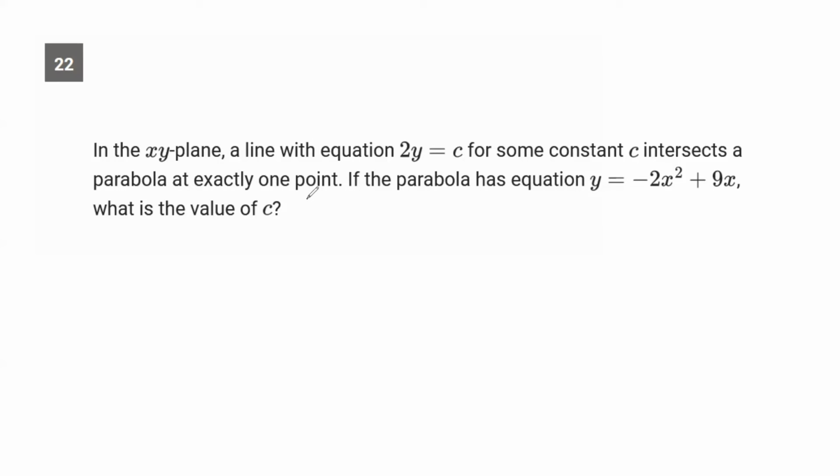In the xy plane, a line with equation 2y equals c, for some constant c, intersects a parabola at exactly 1 point. If the parabola has equation y equals negative 2x squared plus 9x, what is the value of c? Okay, so the key here is that it intersects at exactly 1 point, and that it's a line with equation 2y equals c, right?